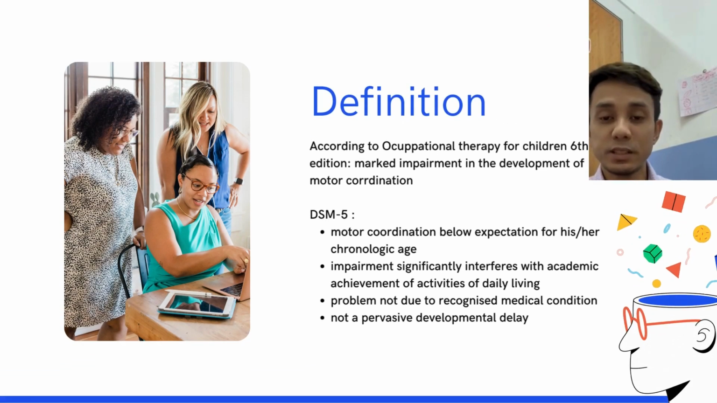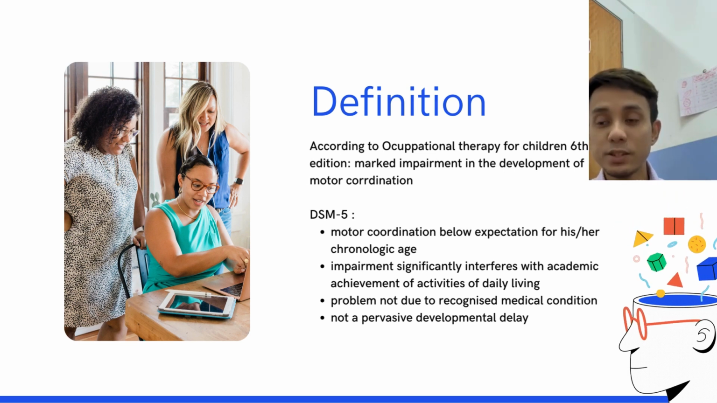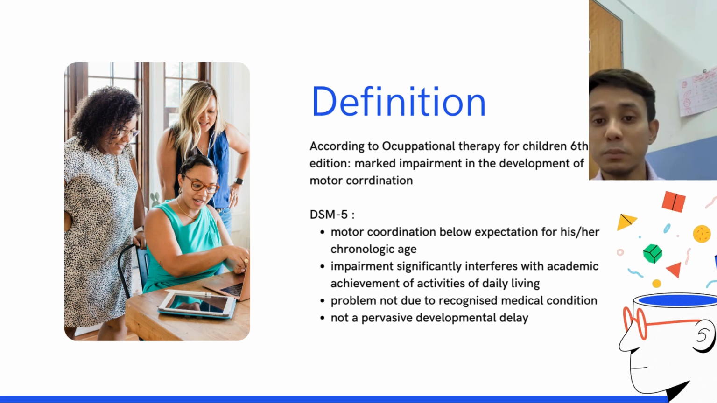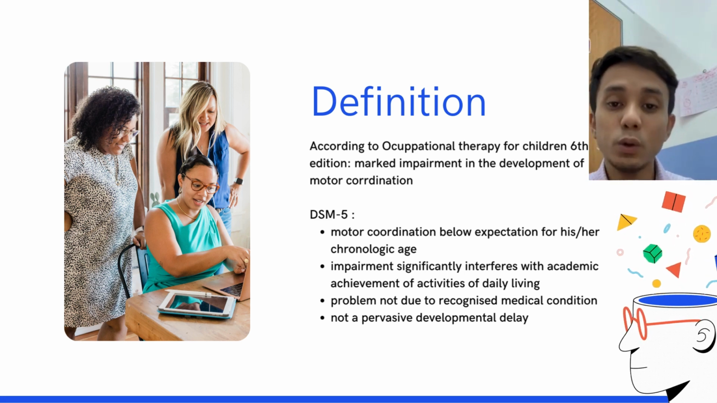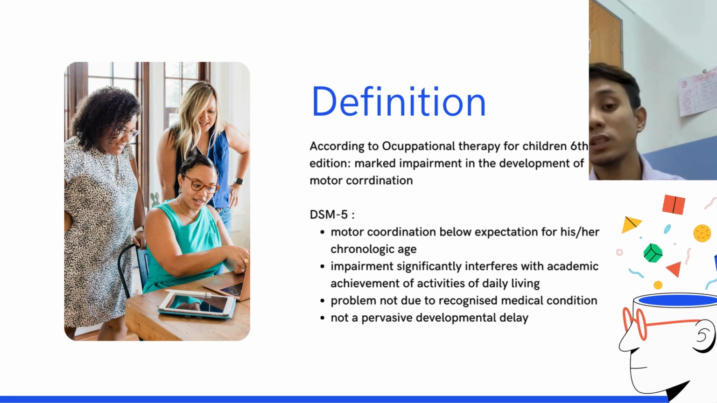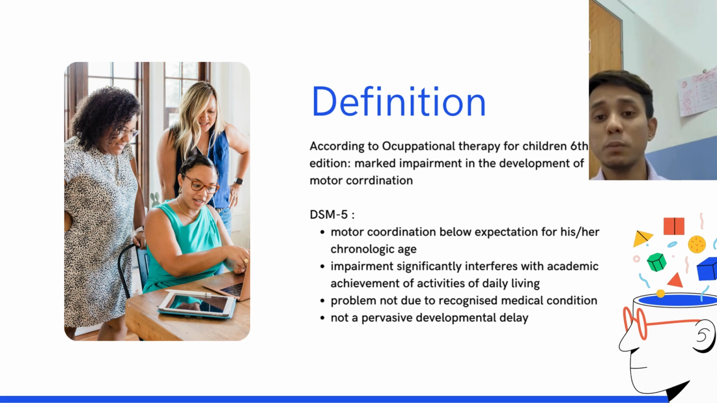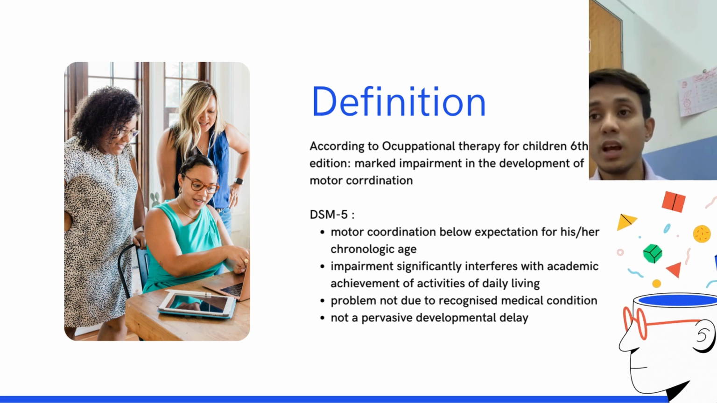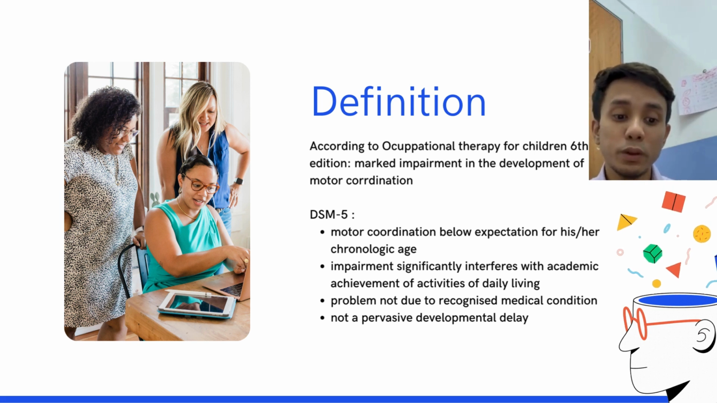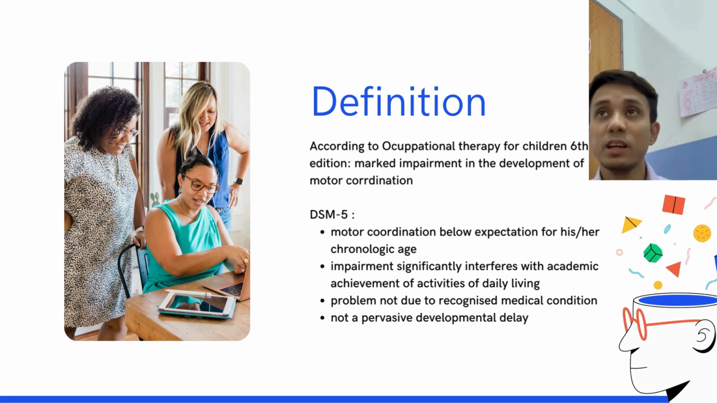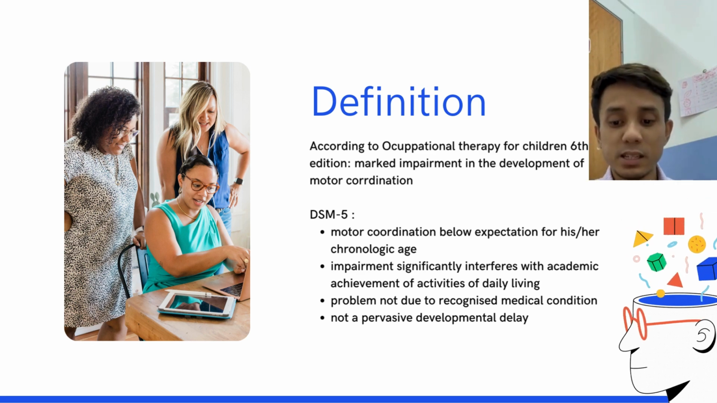So let's move to the definitions. According to the occupational therapist, 6th edition, it is a marked impairment in the development of motor coordination. According to the DSM-5, it is almost similar: motor coordination below expectation for his or her chronological age, not due to medical or non-medical conditions, and not a pervasive developmental delay. The impairments also interfere with academic functions. So this is according to the DSM-5.